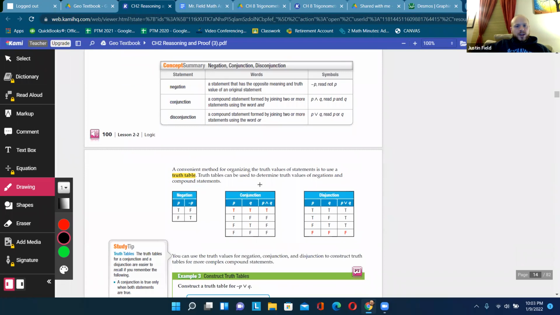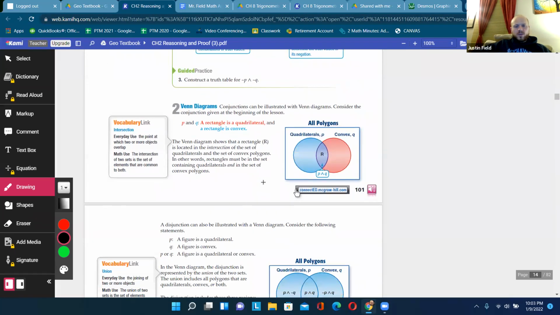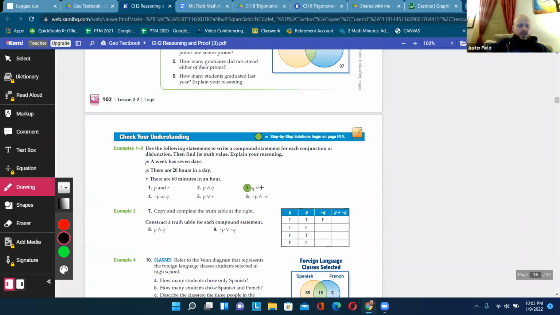Okay. So we got negations, conjunctions, disjunctions, truth tables, and we kind of skipped Venn diagrams. All right, so that's a good little review of truth tables and a little bit of the basics of logic.